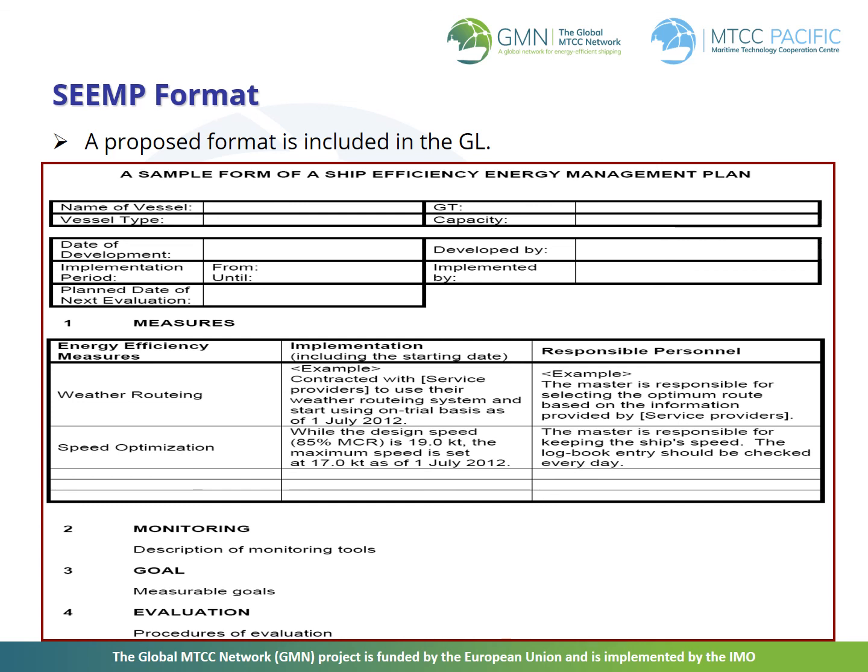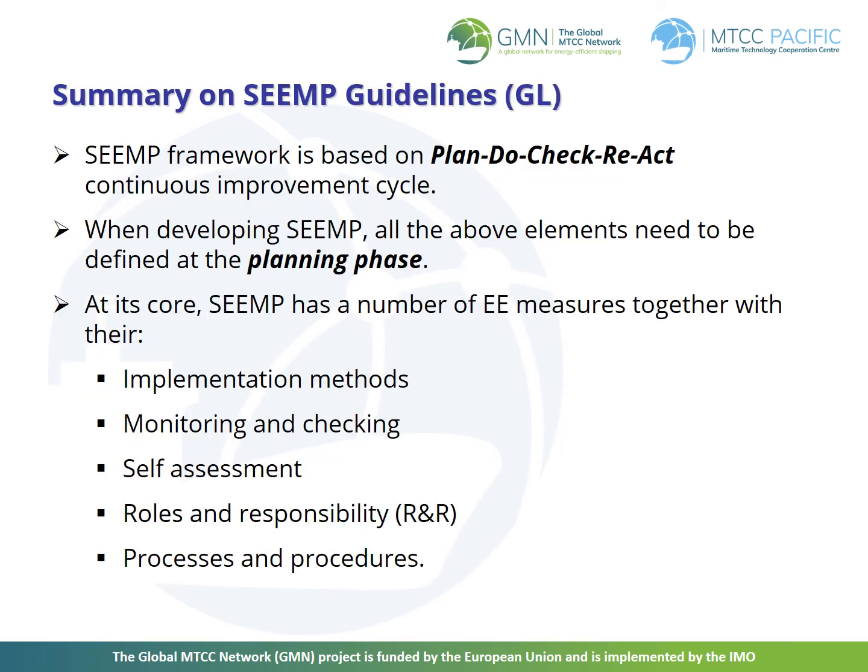In summary, the SEEMP will, as a minimum, include the following components: ship identification details, energy efficiency measures and how they should be implemented, responsible persons and timeline, monitoring aspects, goals, which are optional, and evaluation aspects. The SEEMP framework is based on the Plan, Do, Check, Act continuous improvement cycle. When developing SEEMP, all the above elements need to be defined at the planning phase. At its core, the SEEMP has a number of EE measures together with implementation methods, monitoring and checking, self-assessment, roles and responsibility, processes and procedures.